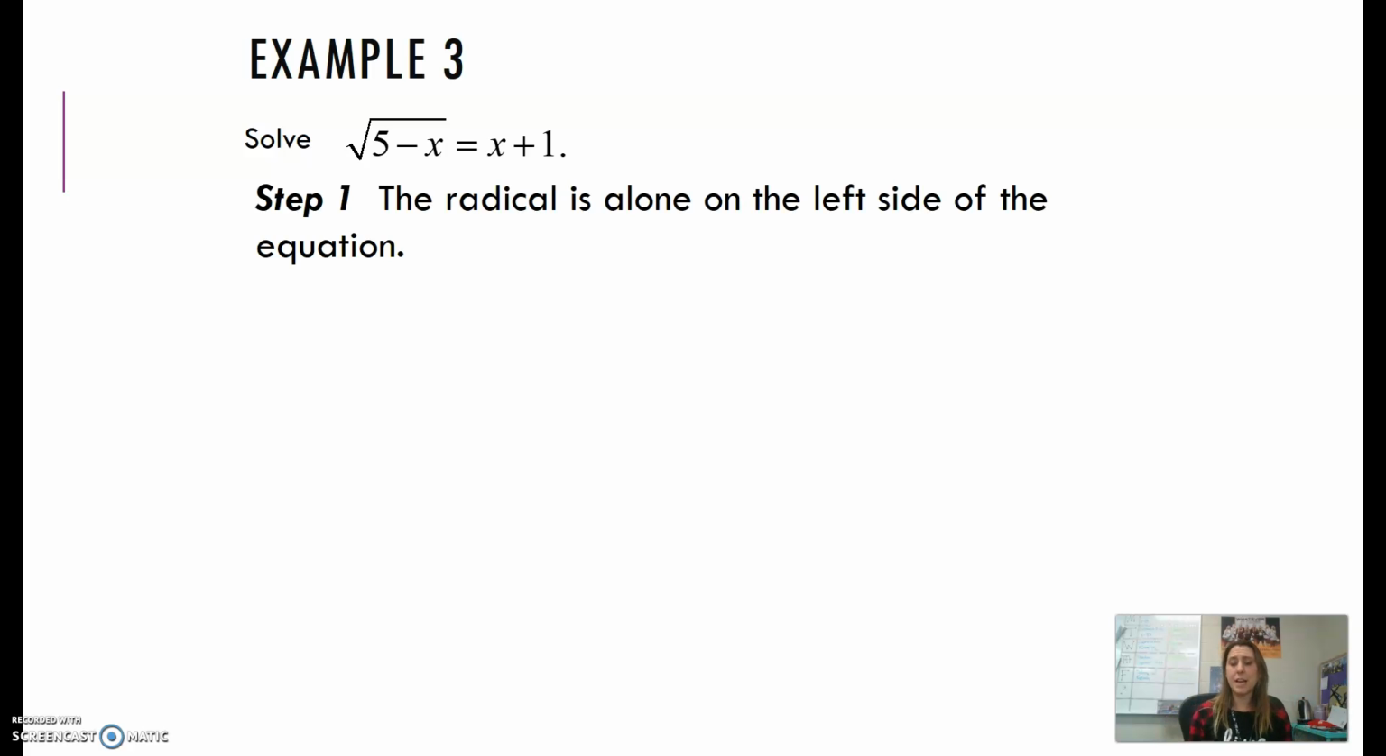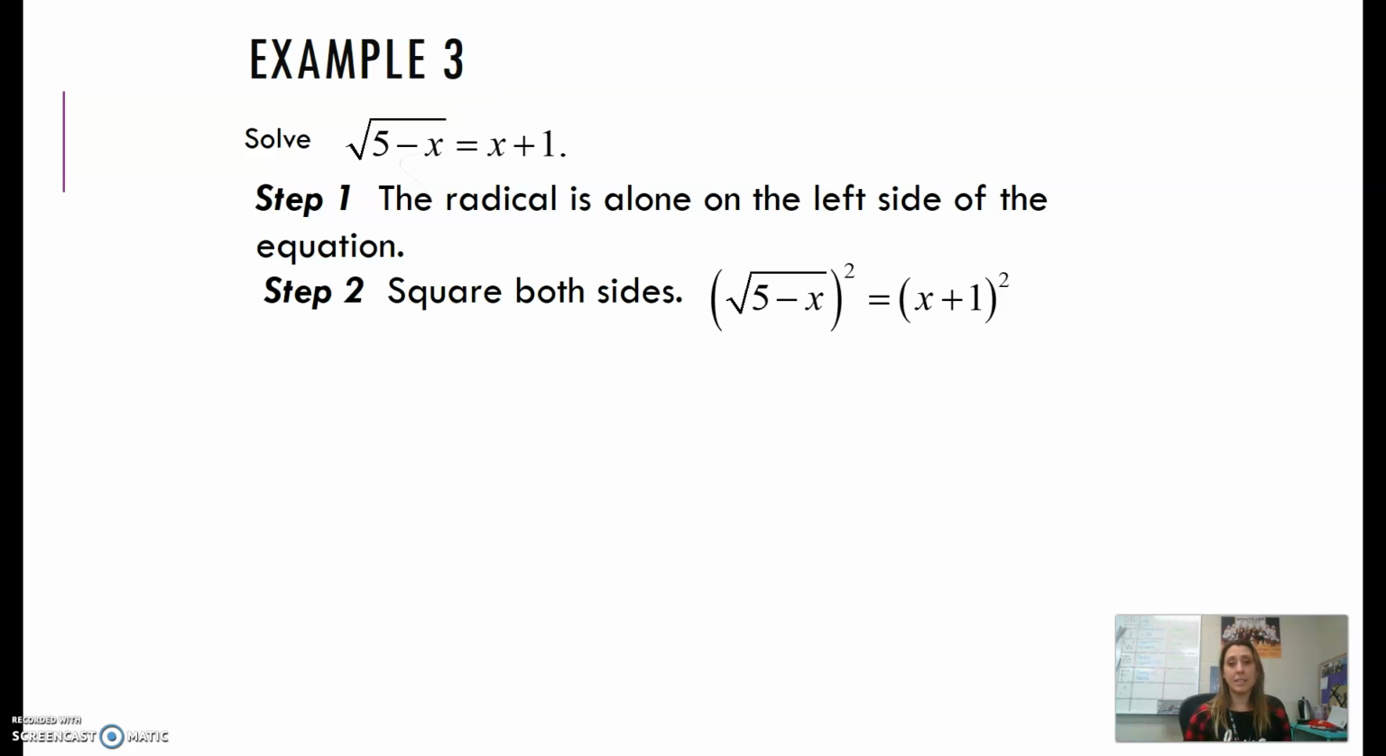Okay, so our first step, we want to do step 1. Our radical is already alone, so we can see that. Now I'm going to square both sides. Now be careful right here. Every test we've taken this year, at least one student in every class has made this mistake.